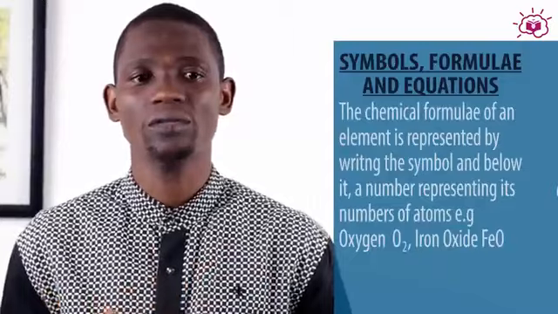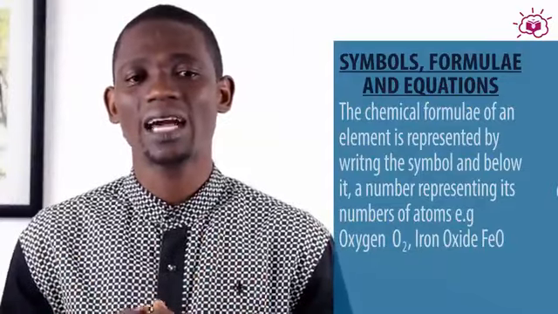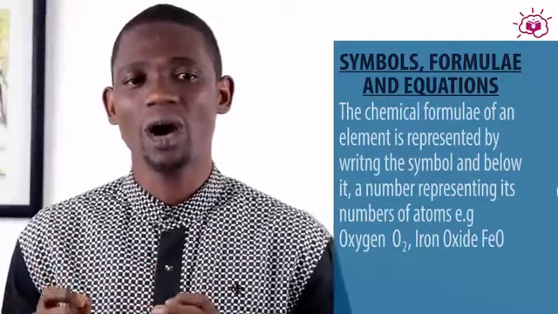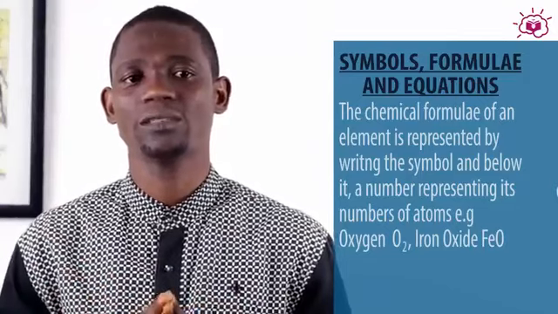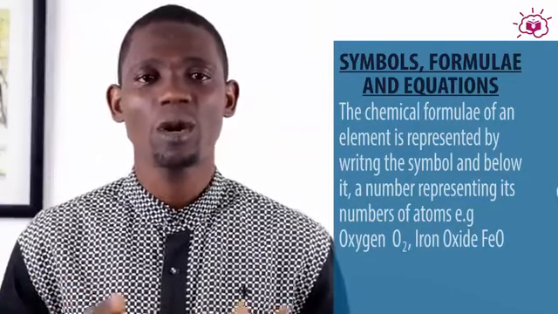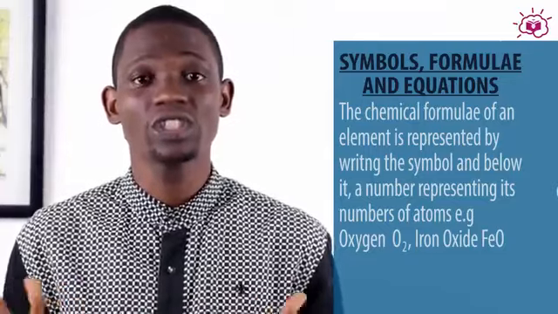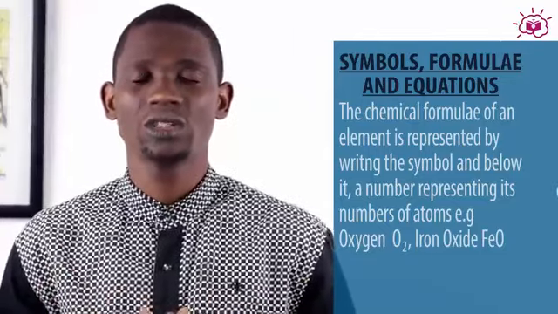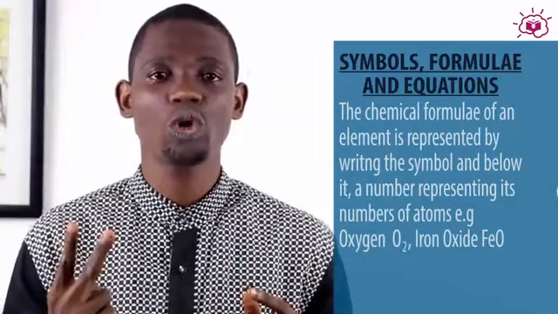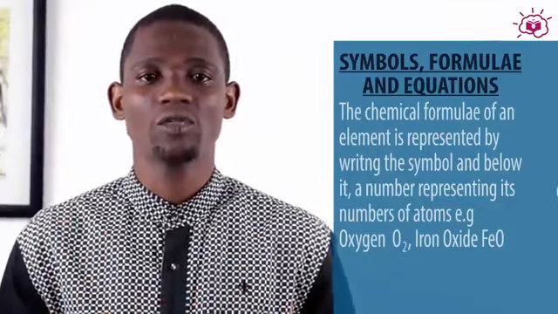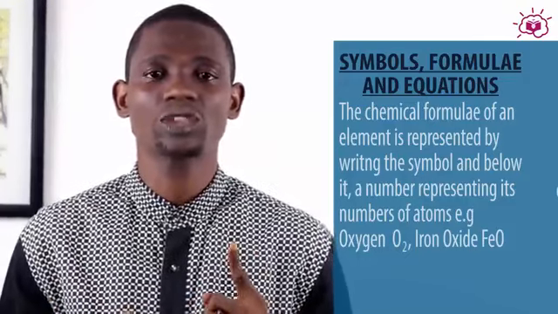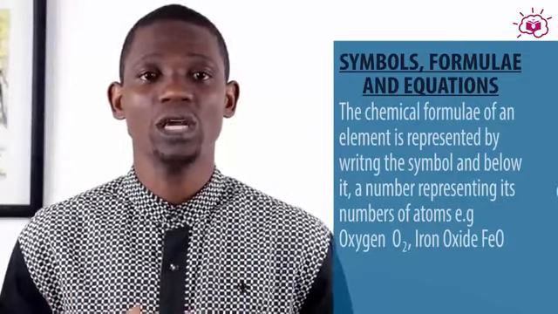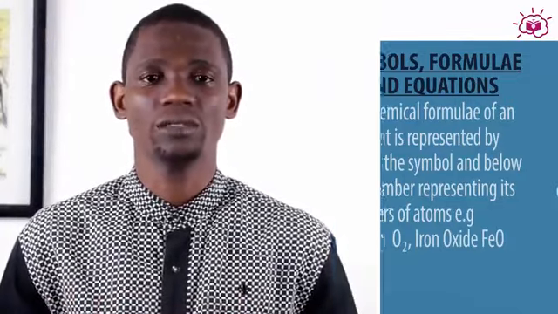Whereas the chemical formula of an element or a compound is represented by writing the symbol, and below it is written the number of atoms present. For example, the chemical formula for oxygen gas is O2, telling us that there are 2 oxygen atoms, whereas for some compounds like iron oxide is FeO, telling us it has 1 atom of iron and 1 atom of oxygen per molecule of iron oxide.